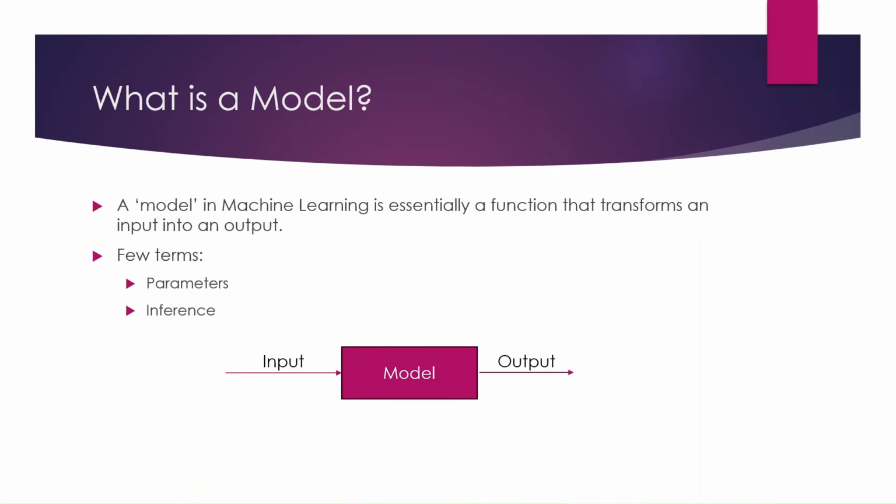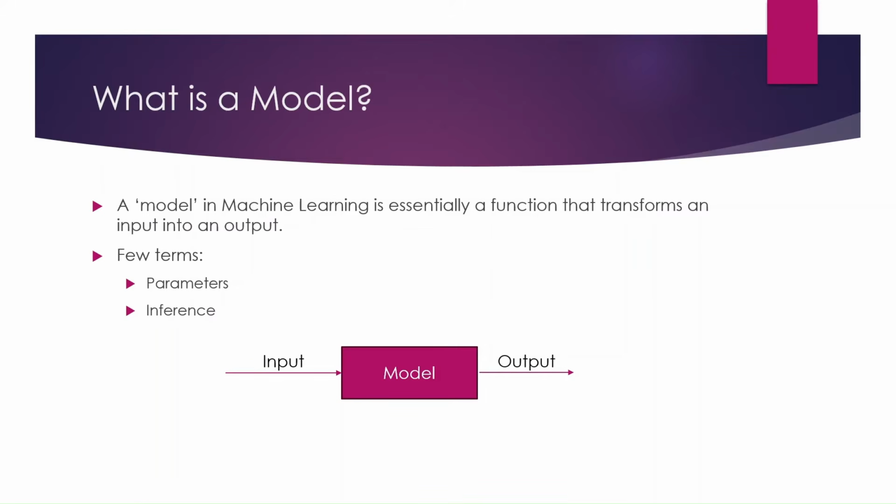By now we understand some of the basic terms and definitions, so we will shift the gear and we will now understand what is a model. A model in machine learning is essentially a function, a mathematical function that transforms an input into an output. So you can see on the slide we have this model which represents a function. Input goes in and the output comes out. As simple as that. On a very high level, you can consider it as a simple function.